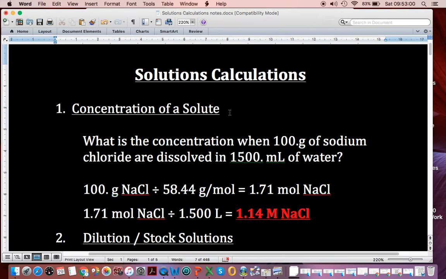Door number 1, concentration of solute. This is something you should have been able to do from chapter 4 with the mole. We have 100 grams of sodium chloride. It's dissolved in 1500 mL of water. So simply put, you just got to take that 100 grams, convert it to moles, and make sure you divide by your volume in liters. So that's what we see here. Here's the conversion to moles, 1.71 moles, and 1500 mL is 1.500 liters, and we get 1.14 big M. So that should be absolutely simple.